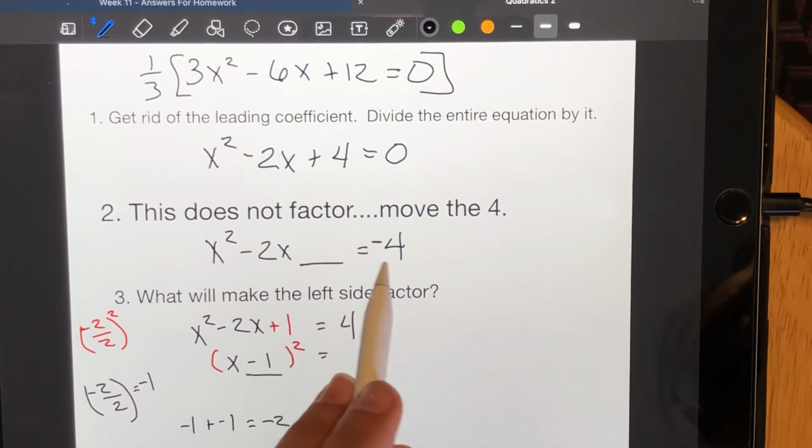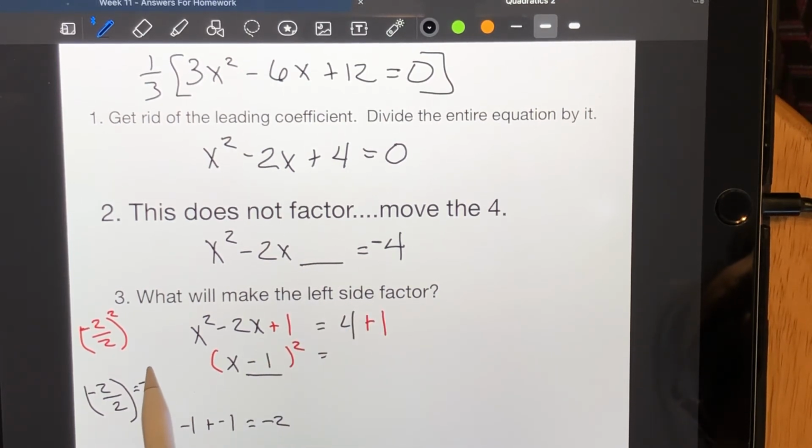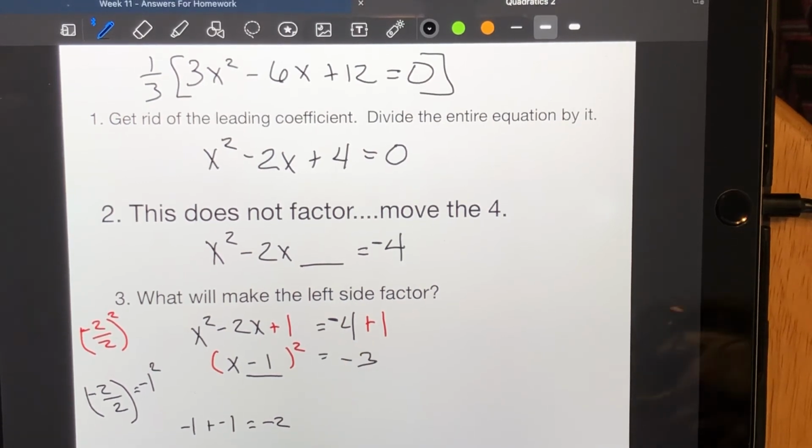But to know what term I put there, I then have to square it. So -1 squared gives me a +1. So I add 1 to one side. I had a -4 brought down, and then I add 1 to the other side. So I now have x minus 1 as a binomial squared, and I've got -4 plus 1, which gives me a -3.